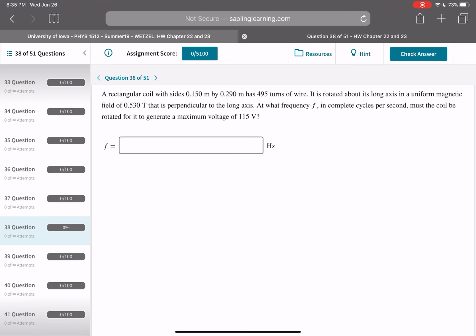So you're going to go to the motor section of your book, and this thing is going to rotate at a certain frequency, given torque. You've got the area, you've got the flux going through it from the magnetic field, 0.53 Tesla, and then there's an equation that has the motor frequency, and you just solve for f there.